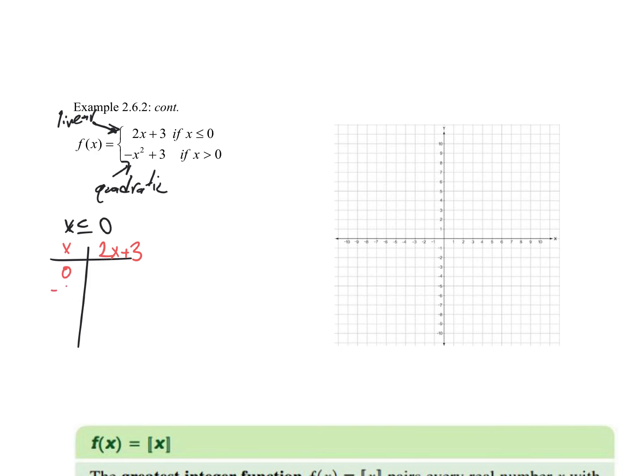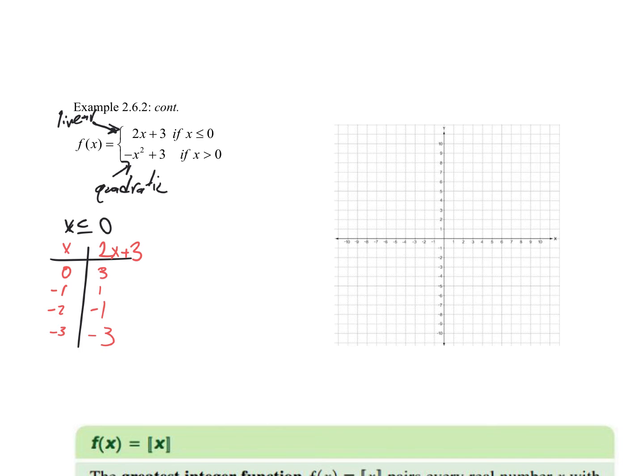Let's use some numbers less than 0: -1, -2, -3. And pick whatever numbers you're comfortable with. If you need more information, plug in more points. Okay, so 3, it's going to be 1, it's going to be -1, and then -3. Okay, so let's go ahead and mark this. Again, this one will be the filled in circle because I've got that equals with it.